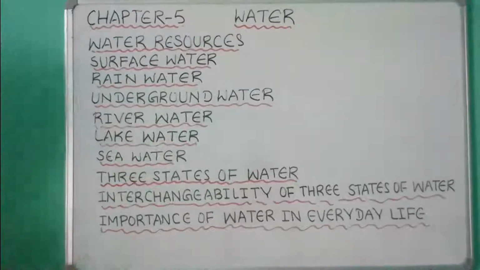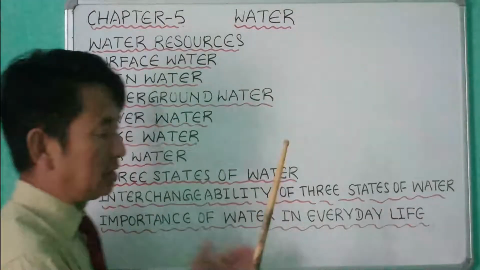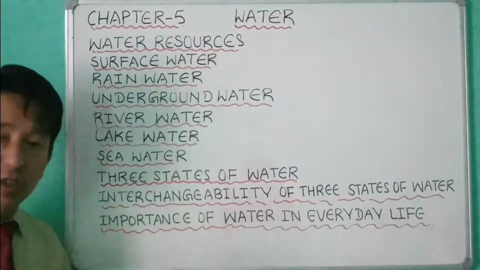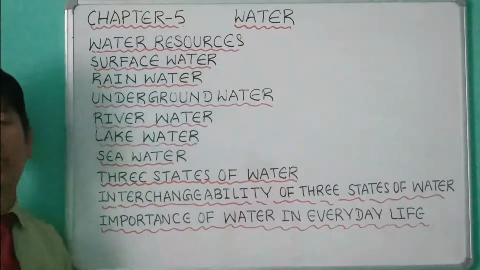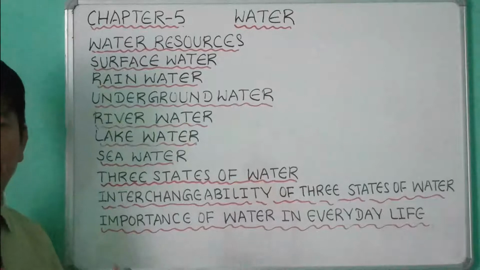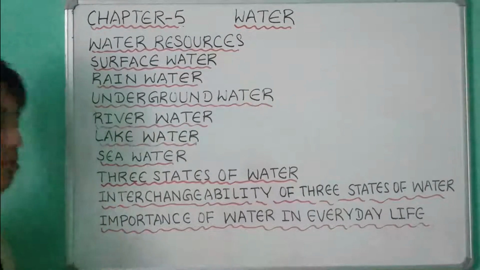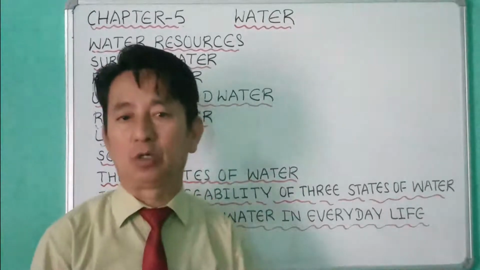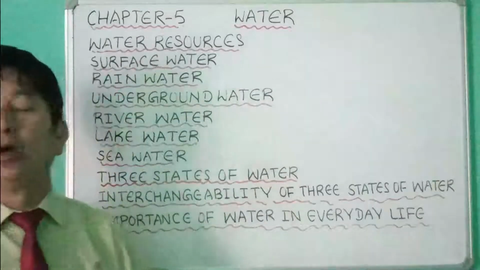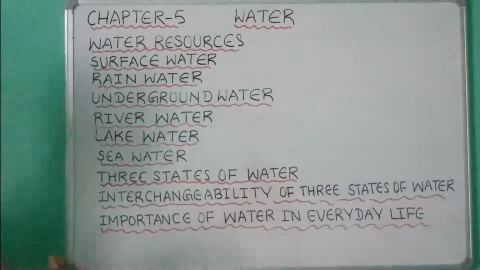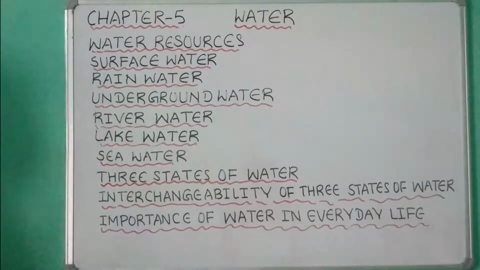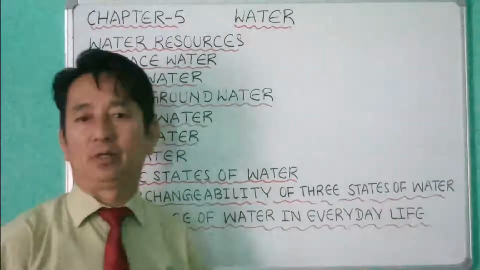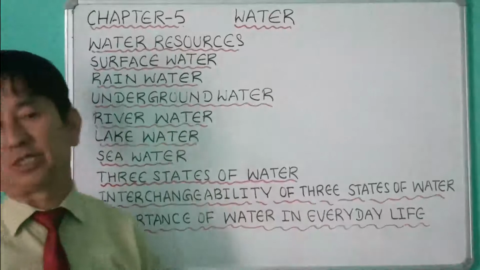Now the last one, importance of water in everyday life. As you know, water is one of the most important substances found in nature. All animals and plants need water to stay alive. Without water, life would not be possible. We need water in our everyday life for many purposes.